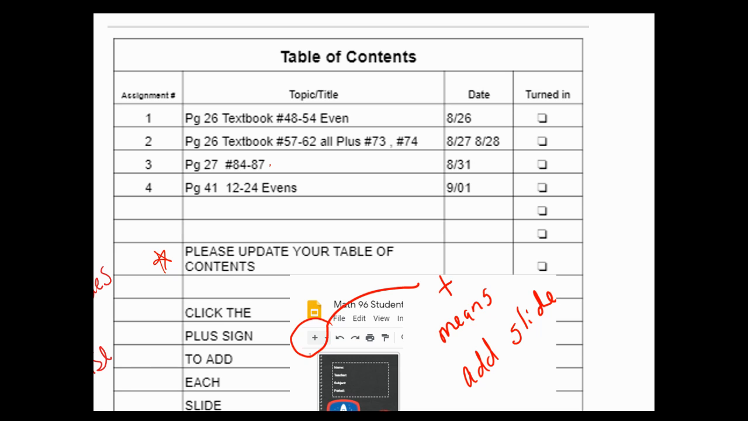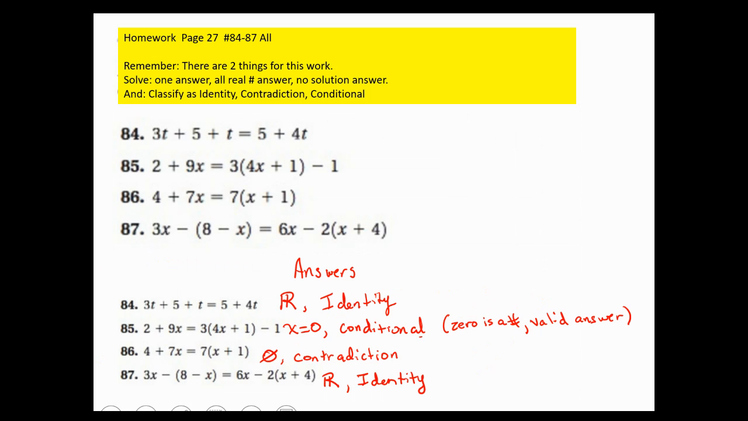All right, we're going to move on. So this was the homework from Monday, page 27, 84 to 87 all. Here's the answers. So this first one, the answer is all real numbers. It's classified as identity. Remember, I gave you a hint on the slide during the lecture. There are 2 things for this work: solve it for either one answer, all real number answer, or a no solution answer. And you can see here we've got one of everything. So for the one answer, you should have this one for number 85, x is equal to 0.